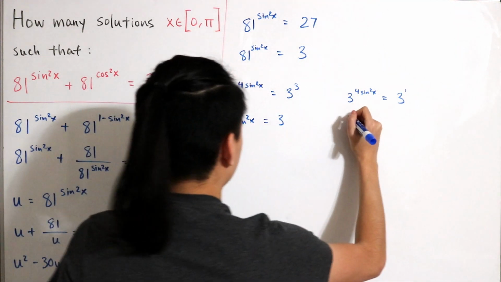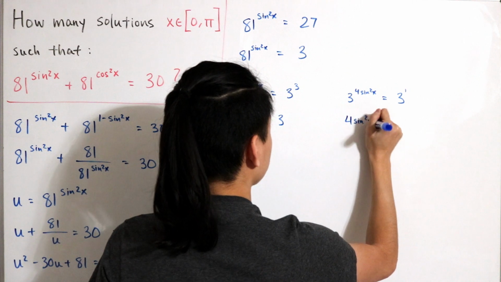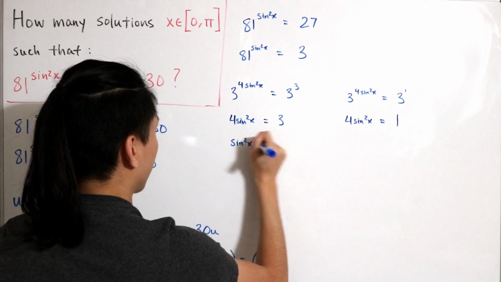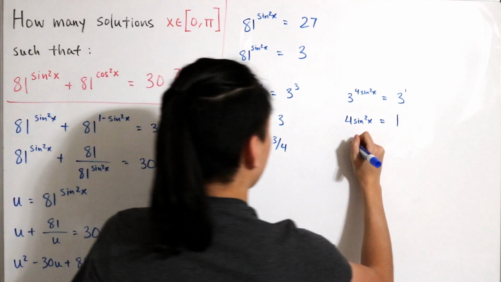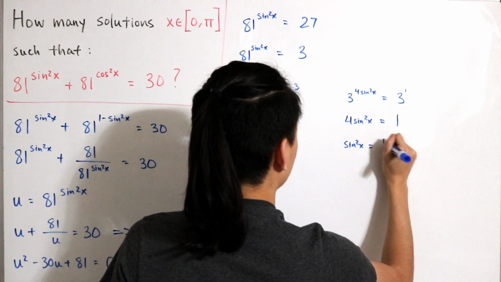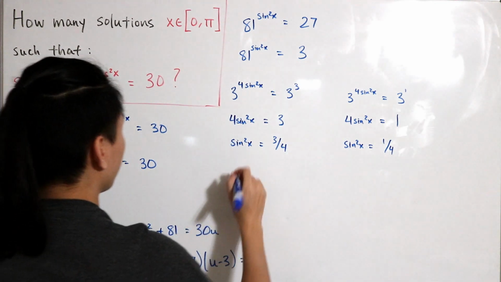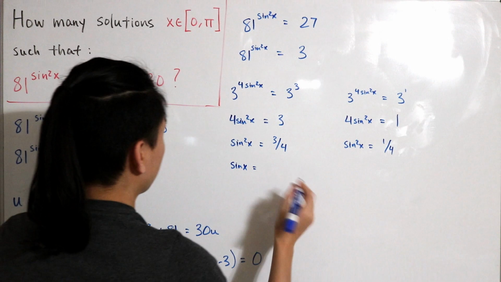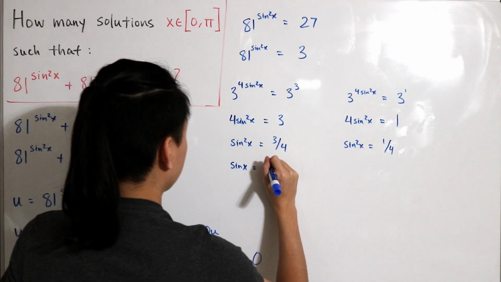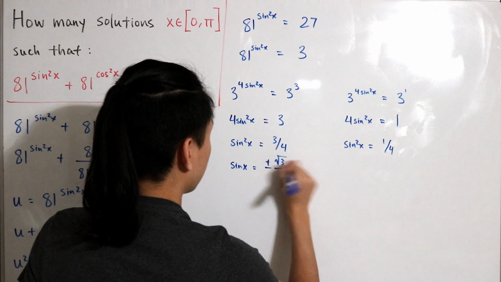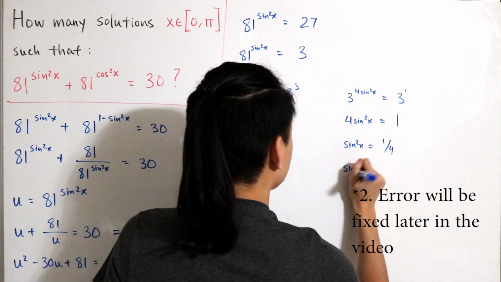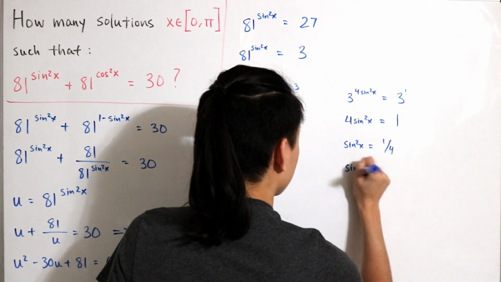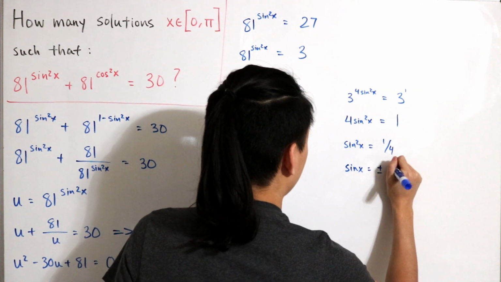So I'll just work myself ahead and do the same thing over here. 4 sin²x is equal to 1. Then we just divide by 4 on both sides, so we now have sin²x is equal to 3 divided by 4. Over here, sin²x is equal to 1 divided by 4. And then we just take the square root of both sides, so we have sin x. And so we have to deal with both the positive and the negatives when we're dealing with the radicals. So it'll be plus or minus the square root of 3 over 4. Then same thing over here, not sin squared now because we already took the square root. So sin x is equal to plus or minus 1 over 2.